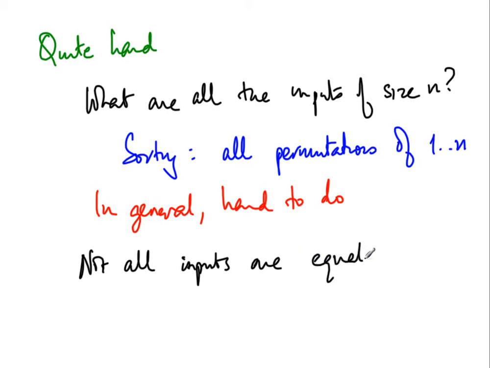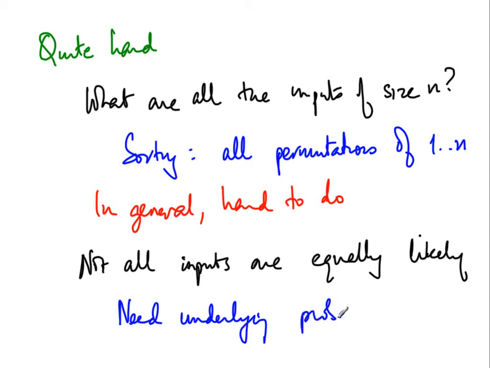The other thing that is more subtle is that not all inputs are equally likely. You can do an analysis of this kind if you assume that every possible input of size n occurs with the same probability. But in general, this is not the case. So you need some kind of underlying probability distribution, and this is hard to come by again. For these reasons, average case analysis is very rare, and sorting is probably one of the few examples where a reasonable average case analysis has been performed for any complex algorithm.